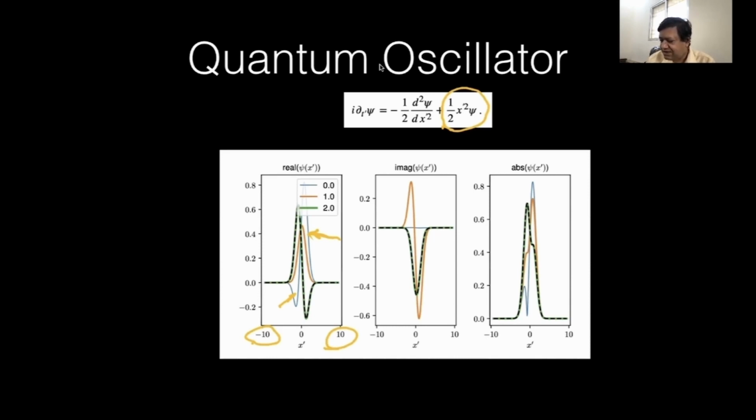We get the red curve at t equal to 1 unit and t equal to 2 units, I get the green curve. And the exact solution is the dashed curve. The exact solution again is approximately on top of the numerical solution. This is for the real part of the wave function, the imaginary part of the wave function, and the absolute wave function. So we get basically a pretty good numerical solution. The numerical solution is pretty close to the exact solution.